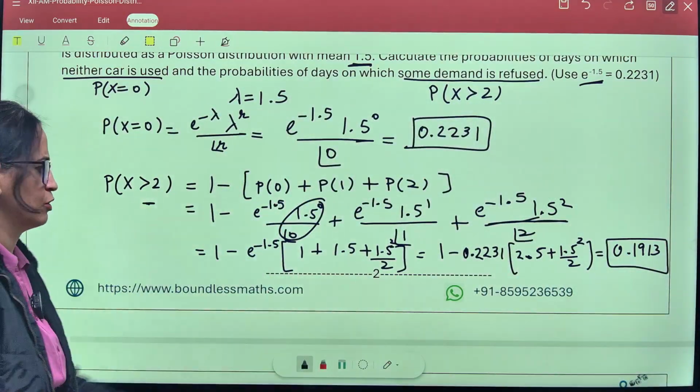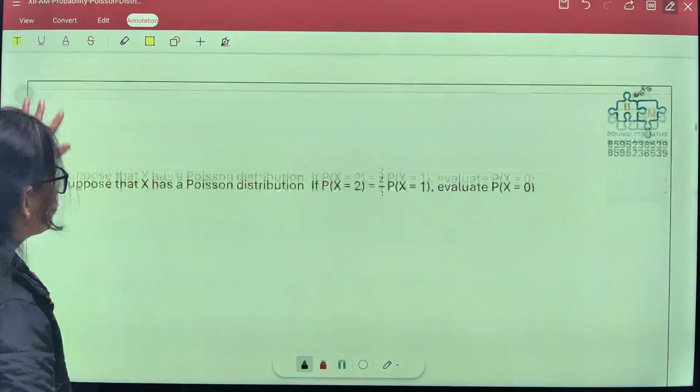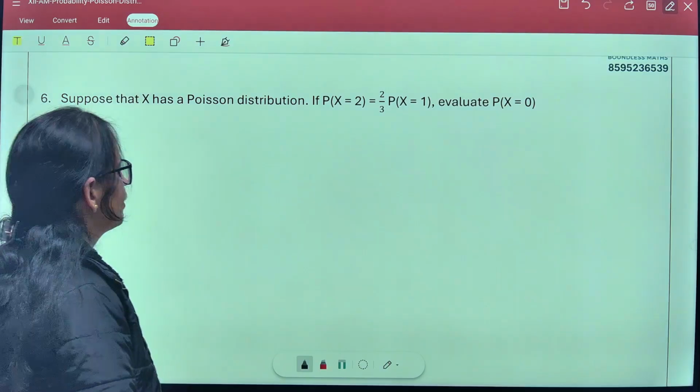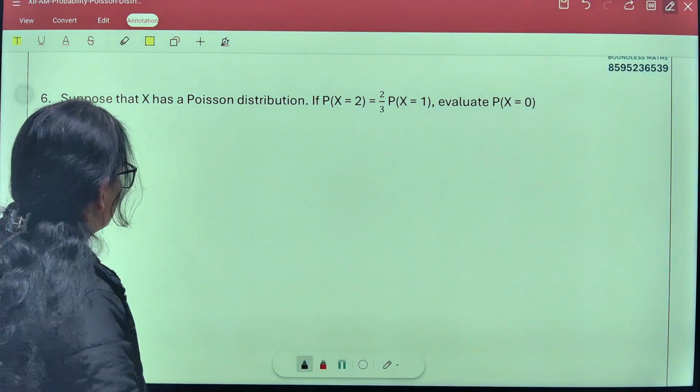It's okay. We can do so much calculation, we are used to it. Okay, next question. Suppose that x has a Poisson distribution. If the probability of x being equal to 2 is 2/3 of the probability of x equal to 1, evaluate the probability of x equal to 0.